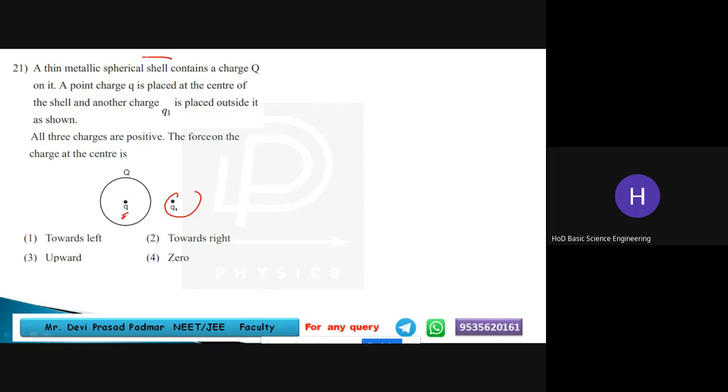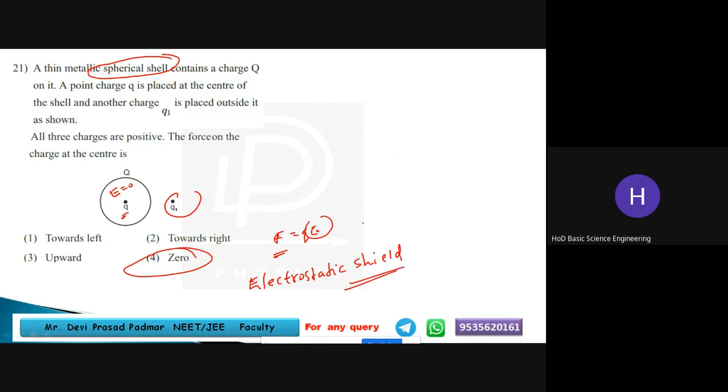This is actually a metallic spherical shell, and you know the concept. Inside a shell, the electric field will be equal to 0. You know, F equal to Q into E. So if E is 0, F will be equal to 0, right? That is the electrostatic shielding concept. Using this concept, you can protect certain sensitive instruments in a laboratory by keeping them inside a cavity like this. That is known as electrostatic shielding.